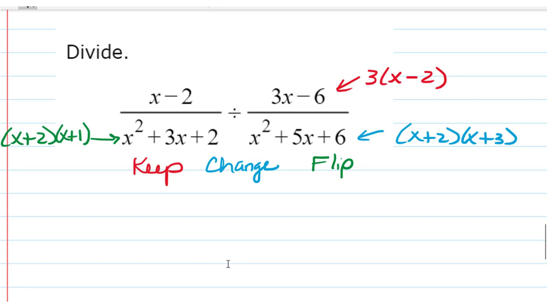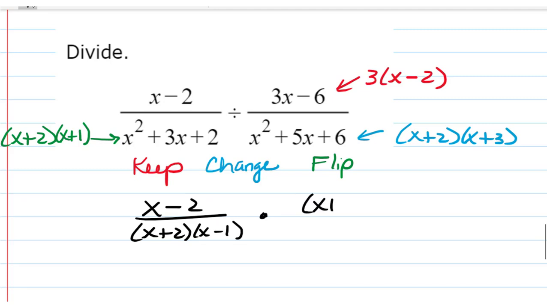Okay, we're going to use keep, change, flip. And I have factored each of these polynomials. I'm going to keep x minus 2 over x plus 2, x minus 1. Change the division to multiplication. And then we're going to flip this so it will become x plus 2 times x plus 3 over 3 times x minus 2.